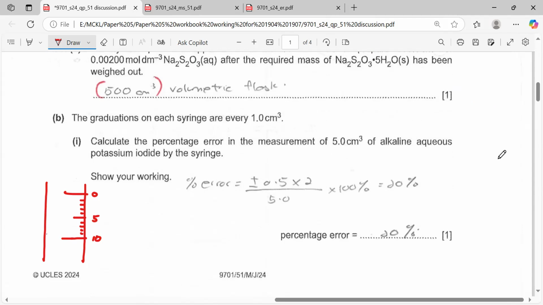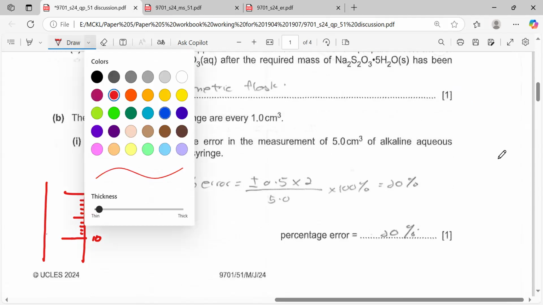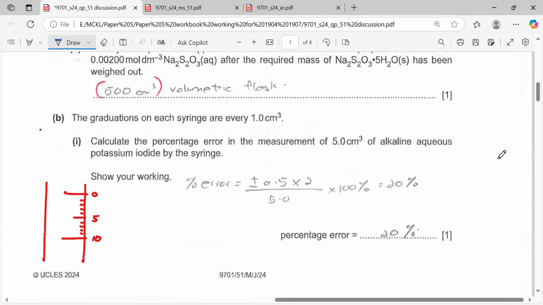So calculate the percentage error in the measurement of 5 centimeter cube of alkaline aqueous potassium iodide by the syringe. Now, the formula for percentage error is error times the number of times you read it divided by your reading of your volume. So the error made is actually 0.5. It's because you either read this as if your lower meniscus is actually at the blue color point, which is in between the graduation. This is called 0.5. Or you could read it in between the next one, which is 1.5.